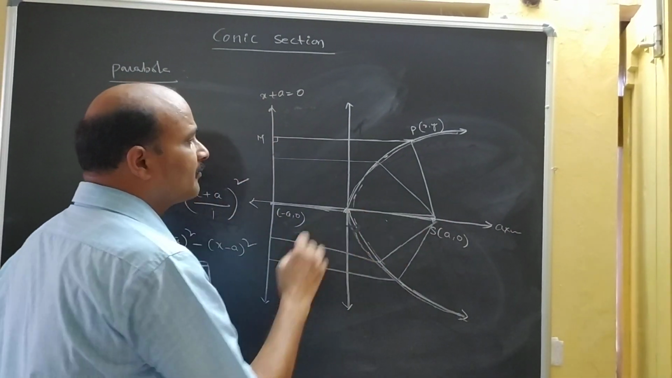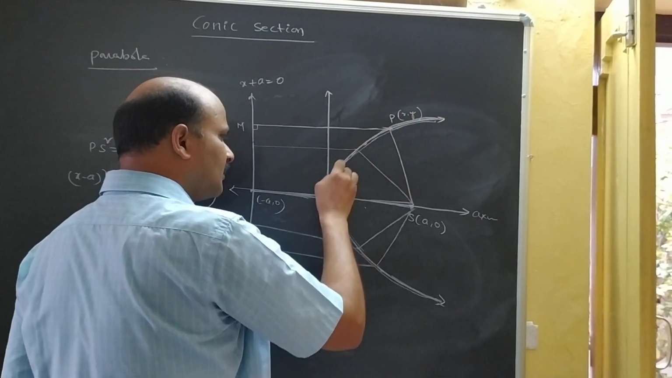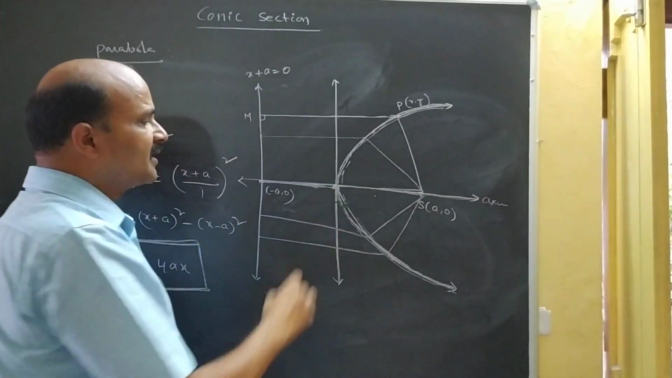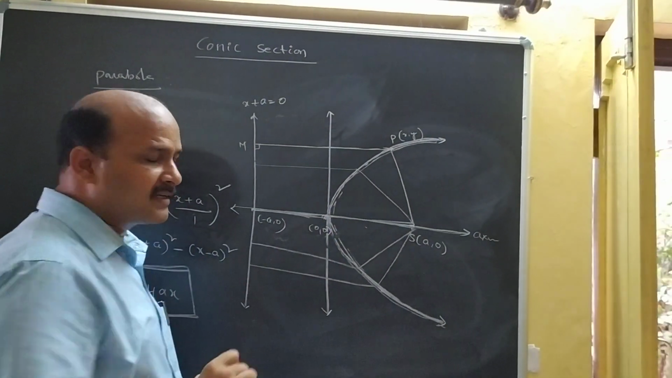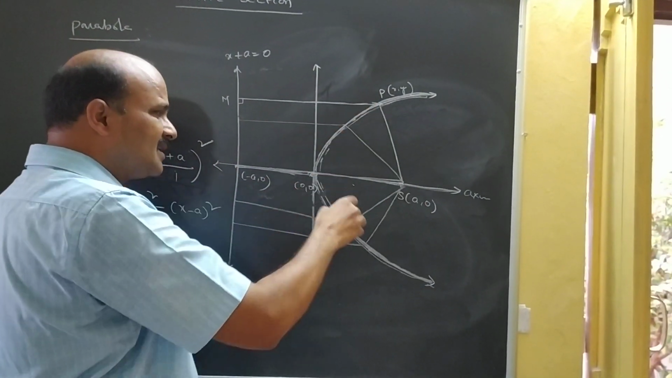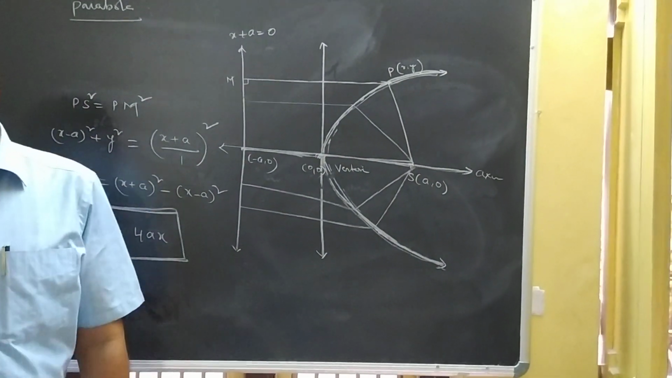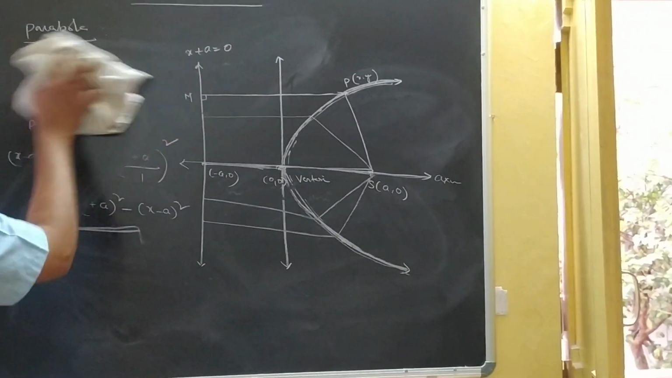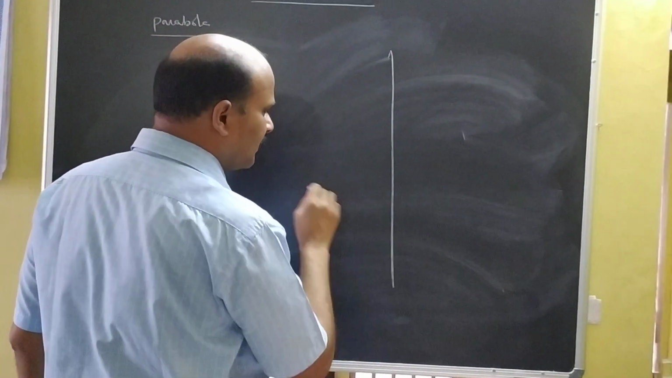Another thing is the point of intersection. This is the point of intersection of the curve, that means the parabola, and the axis, where they intersect at one point. In this case the vertex is (0, 0). The point of intersection of the axis and the curve is called the vertex. Let us see some more points. This is the equation of the parabola, y square is equal to 4ax. Let us discuss some more points related to this parabola.